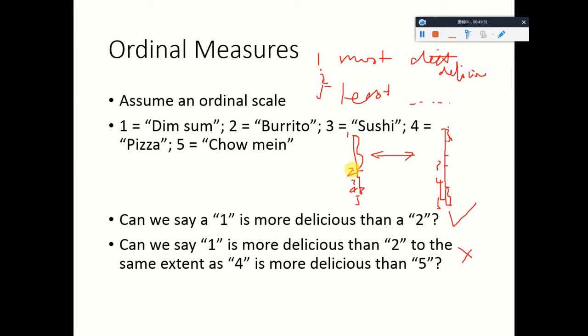1 is better than 2, 2 better than 3, 3 better than 4, 4 better than 5. But we can specify other details such that these two scales actually mean very different things. And that's why we cannot say with an ordinal scale that 1 is better than 2 to the same extent as 4 is better than 5. Okay? I hope this makes sense. Cannot? That's the answer.